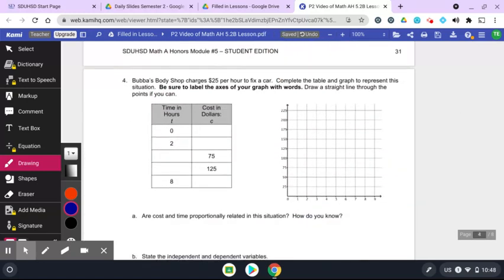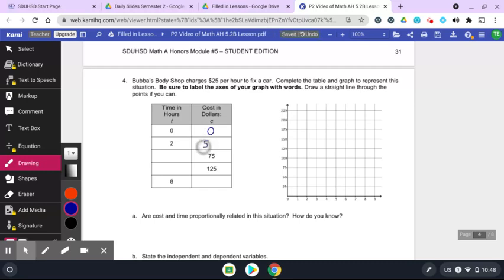All right, next page. Bubba's Body Shop charges $25 an hour to fix a car. Complete the table and graph to represent the situation. Be sure to label your axis with words. Draw a straight line through your points. Okay, so we're saying that he doesn't charge you to bring the car. It's just as soon as he starts working. So there's no initial starting fee. And then it's a constant $25 an hour.